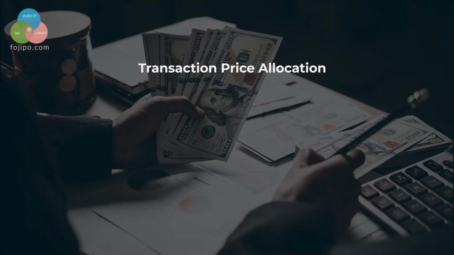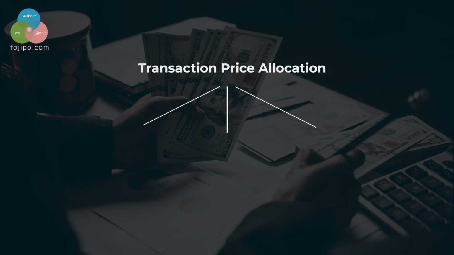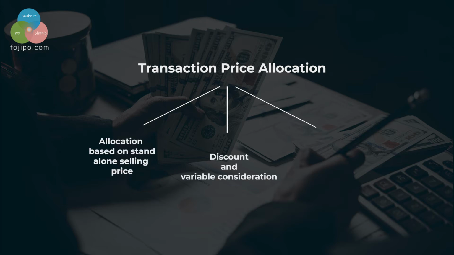Discussion on transaction price allocation can broadly be categorized into three main topics: allocation based on a standalone selling price, how to deal with discounts and variable consideration, and finally, how to deal with change in transaction price. Let us take each one of them one by one.